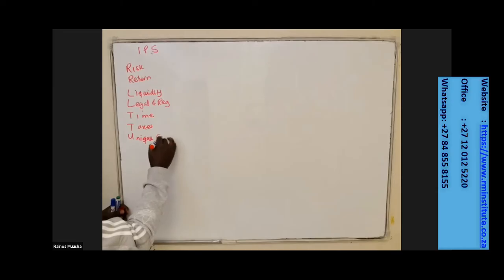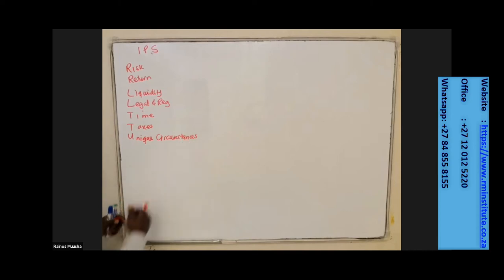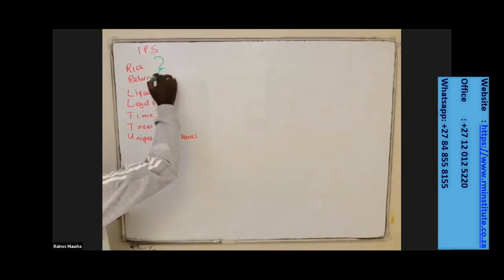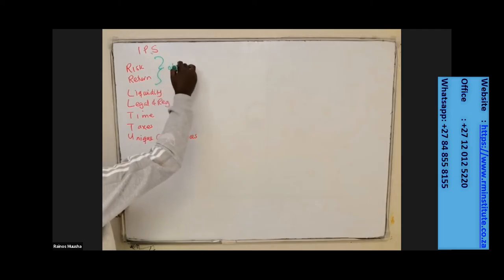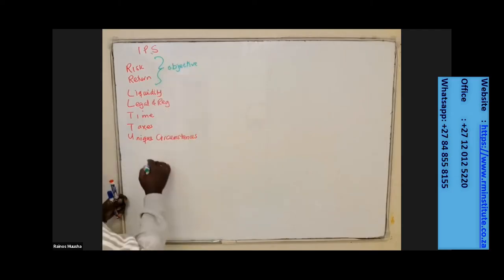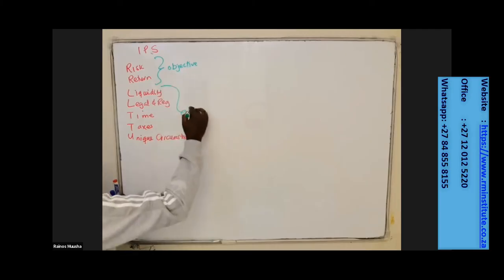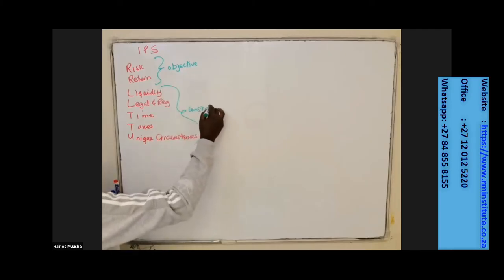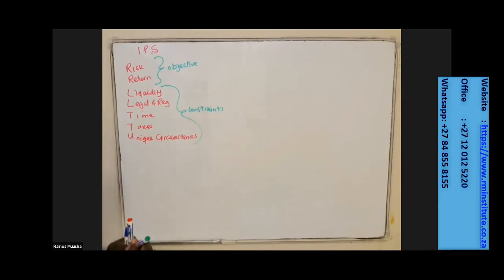So these are the issues that you need to address when you're preparing the investment policy statement. And remember, we said that these are the objectives that the investor wants to achieve, and these are the constraints that can prevent the investor from achieving their objectives or goals of the investment. So when we look at preparing the investment policy statement for the Inca family, our target is to address these issues.